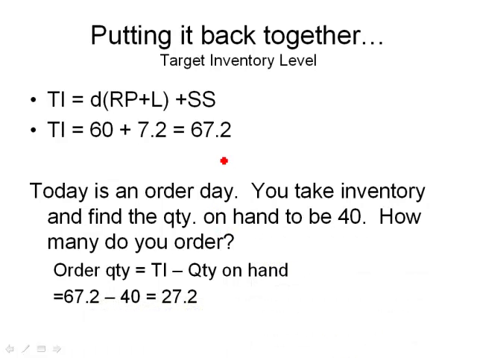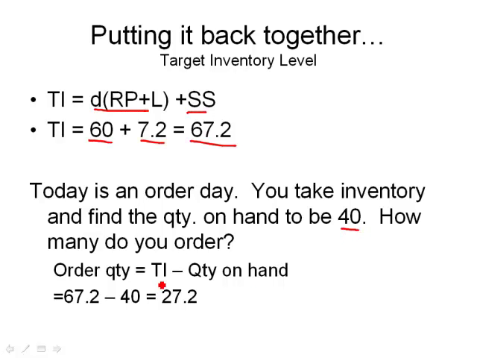So putting it all back together, we add together that safety stock plus the demand during the review period plus the lead time, and that gives us our target inventory level, which in this case is 67.2. So let's apply that. Let's say that today is an order day. We take inventory. Our quantity on hand turns out to be 40. How many do we order?